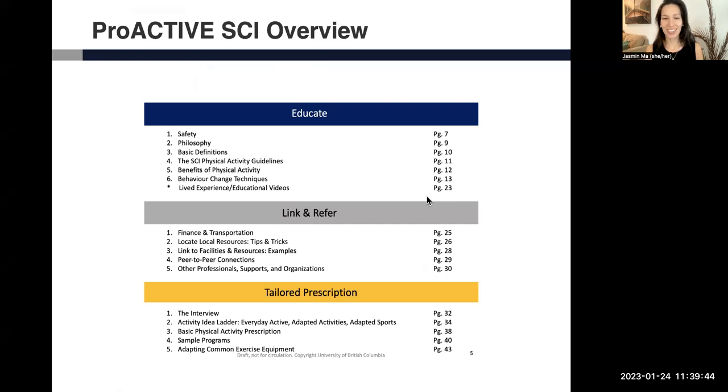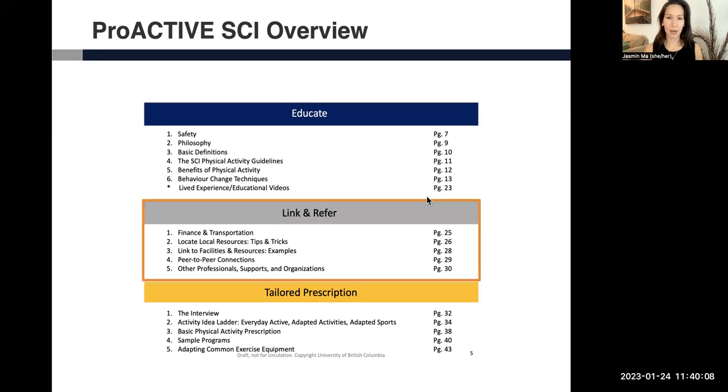So what is physical activity? How do we do it? What are the physical activity guidelines? And what are some of the things that we should know about to support sustained participation? Linking and referral to other programs, peers, and organizations. And then thirdly, how to develop an exercise prescription, which might not be appropriate for all deliverers.